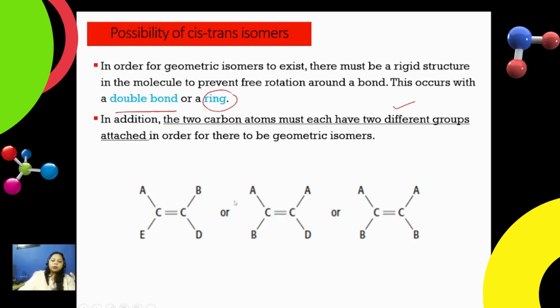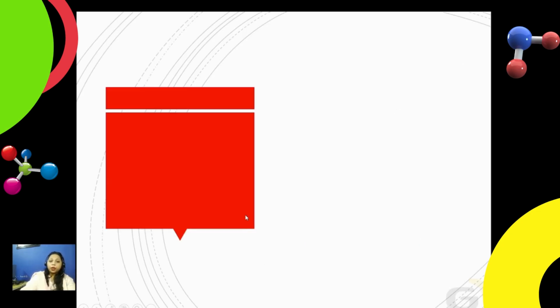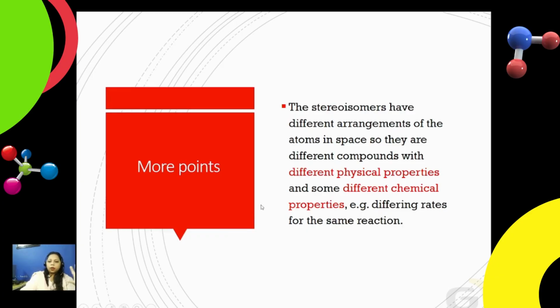Then for example here, now look over here, it's A, B, and B. Now if we twist it, it will become AB and BA. Similarly, the other one becomes AB or BA. So stereoisomers are formed when a carbon is attached to different groups. Similar groups are not counted.